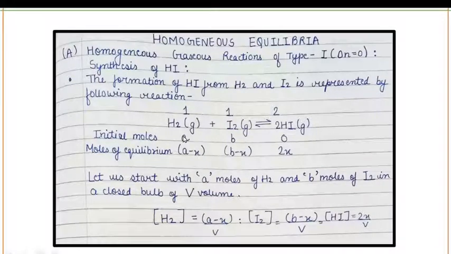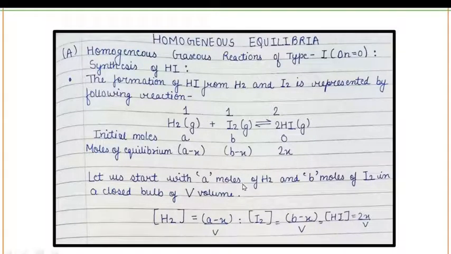So let's consider a reaction when it is going to start. Then the number of moles of H2 will be A, number of moles of I2 will be B, and number of moles of product will be 0. After reaching the equilibrium condition, the number of moles of H2 will be A minus X. Why? Because the concentration of the reactant will decrease. Only then the concentration of product will start to increase, which means the moles at equilibrium of I2 will be B minus X and number of moles of product will be equal to 2X.